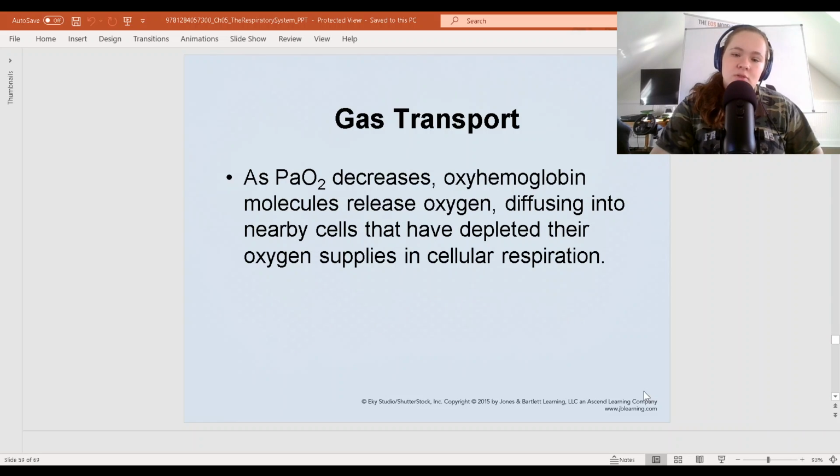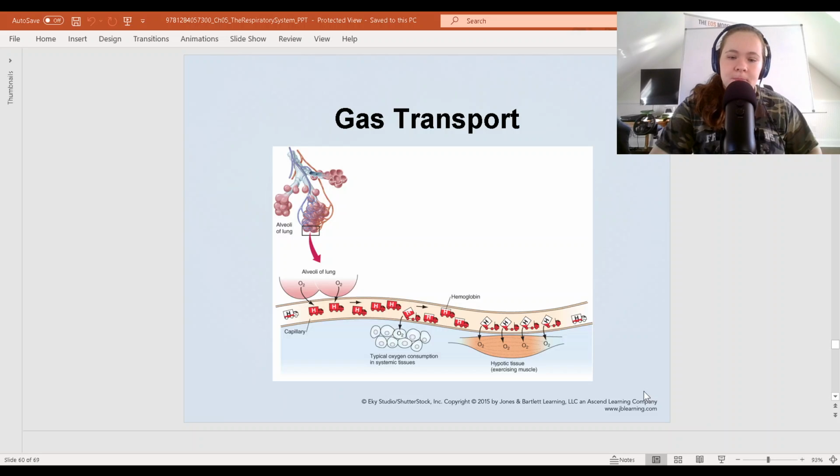As PaO2 decreases, oxyhemoglobin molecules release oxygen, diffusing into nearby cells that have depleted their oxygen supplies in cellular respiration. Here we have a diagram showing how this process works, from the alveoli of the lung, to the capillary, to the typical oxygen consumption in a systemic tissue, to the hemoglobin and the hypoxic tissue, which is the exercising muscle, receiving that oxygen.